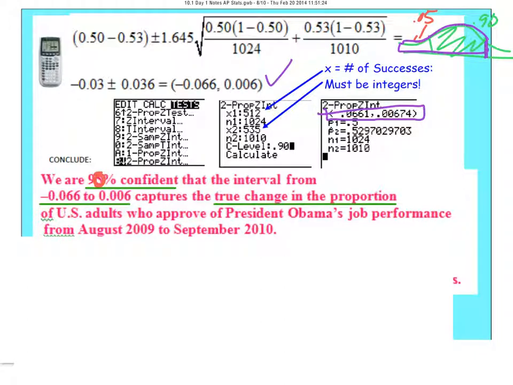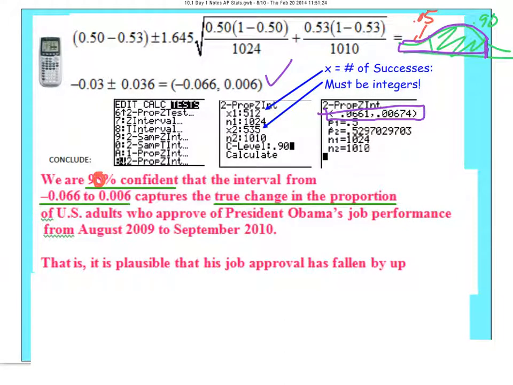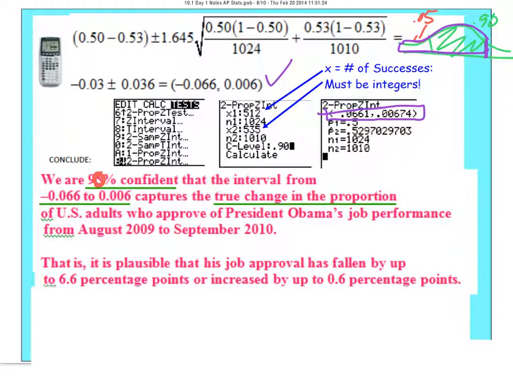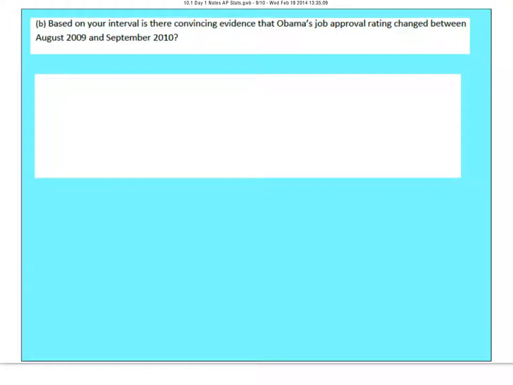If we wanted to try to make a conclusion from that, one thing you could say is that it is plausible that his job performance has fallen by up to 6.6 percentage points, which is our low end here, or increased up to 0.6 percentage points. So then more formally, based on your interval, is there convincing evidence that Barack Obama's job approval rating changed from August 2009 to 2010? Well, let's write down what the interval was again. This was the specific interval.